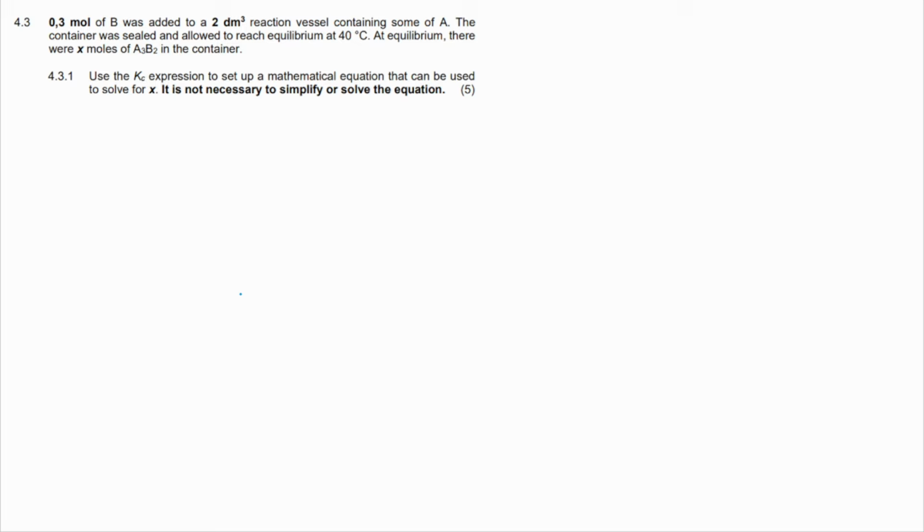They now say that we have that many moles of B added to a 2 decimeter cubed reaction vessel. Thankfully, our volume isn't in decimeter cubed. Always keep an eye out for that. The container was sealed and allowed to reach equilibrium at 40 degrees. At equilibrium, there were X moles of A3B2 in the container. That's on our product side. Use the Kc expression to set up a mathematical equation that can be used to solve for X. It's not necessary to simplify or solve their equation.